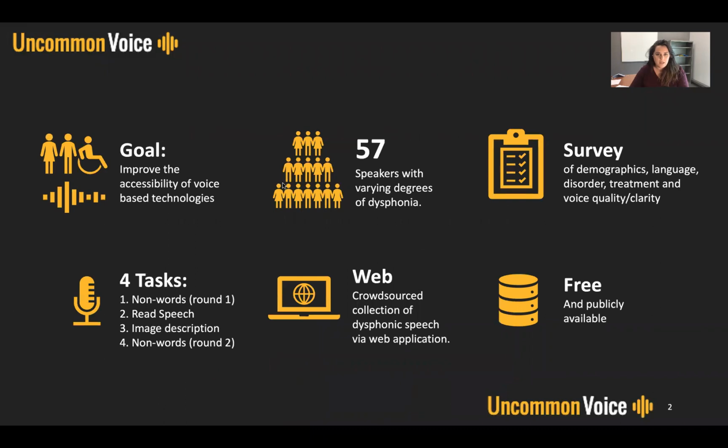UncommonVoice was created with the goal of improving the accessibility of voice-based technologies. We have collected data from 57 speakers with varying degrees of dysphonia. These speakers were asked to do a survey of demographics and some information about themselves and their voice. And then we asked them to record themselves speaking 4 different tasks. So we have non-words, read speech, image descriptions, and a second round of non-words to be able to measure any change in voice between the data recording process.